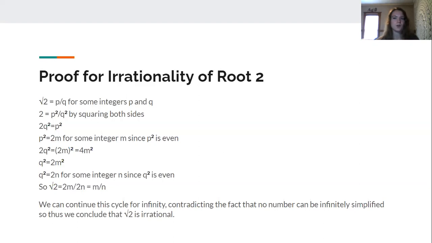I'd also like to note that there are plenty of other ways to prove that the square root of 2 is irrational. This is just the way that Euclid approached it.